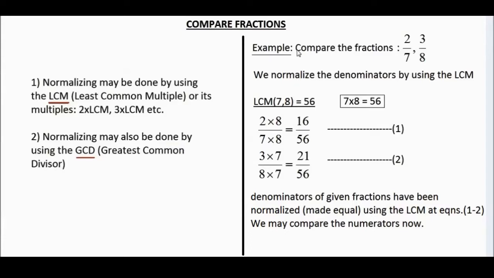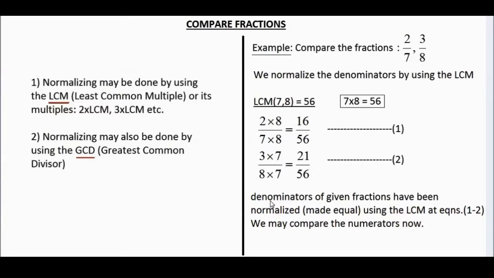Let's take an example. Compare the fractions 2 by 7 and 3 by 8. We normalize the denominators by using the LCM of 7 and 8. LCM of 7 and 8 is 56, and 7 times 8 is 56 too. So we use the LCM 56 and normalize these two fractions. The steps are shown here and marked 1 and 2. So after the normalization using the LCM, the fraction 2 by 7 becomes 16 by 56 and the fraction 3 by 8 becomes 21 by 56.